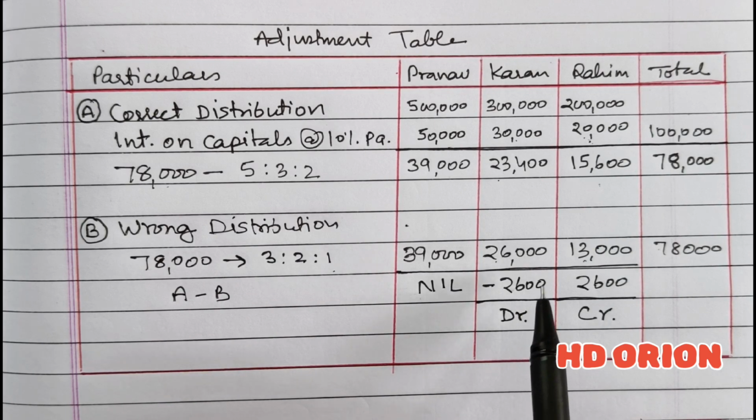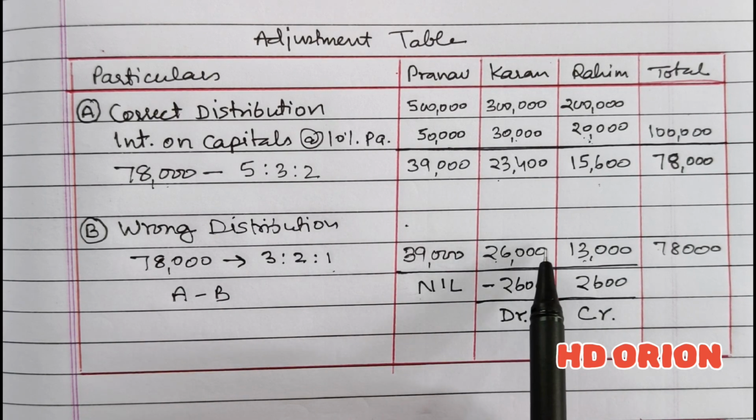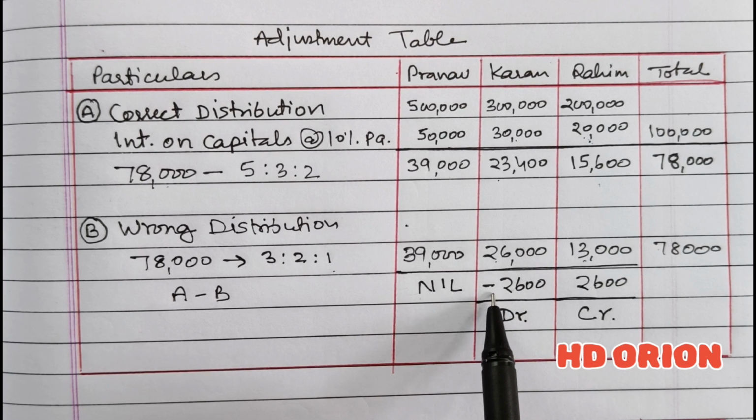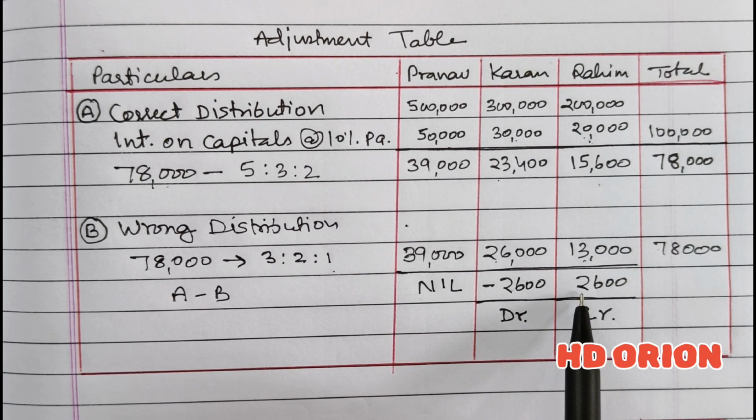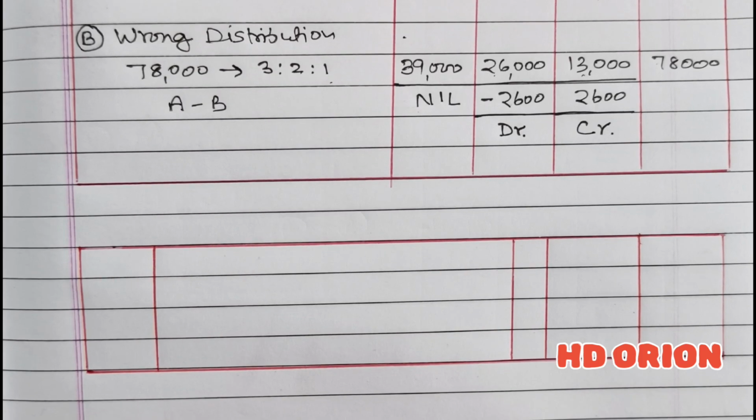So always remember, when we are comparing the correct distribution with the wrong distribution, if you get a minus figure, a difference amount, then it is to be debited. Fine, capital account is to be debited. When a positive amount is received, then the capital account is to be credited. So with this we will pass the journal entry here.